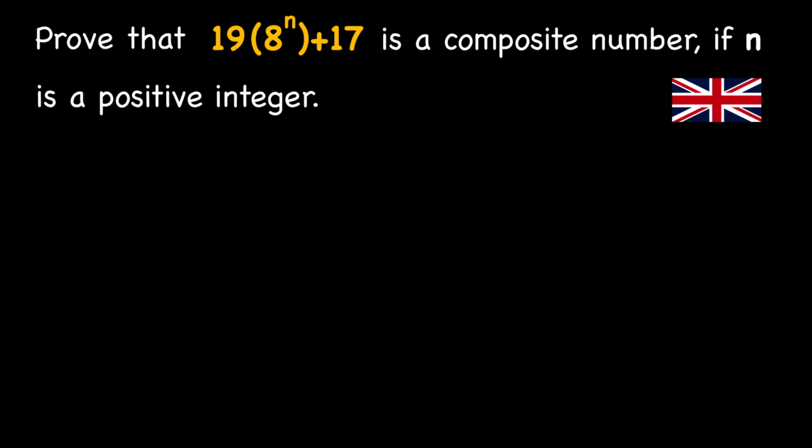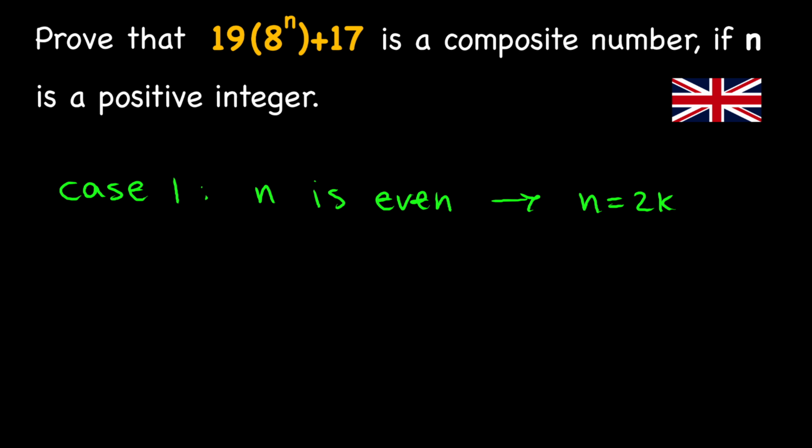Whenever we're dealing with these kinds of problems, it is always useful to consider two cases for n: one that n is an even number and one that n is an odd number. So in the first case, let's assume that n is even. Now, any even number such as n can be represented as 2k, where k is an integer. In this case, k is a positive integer.